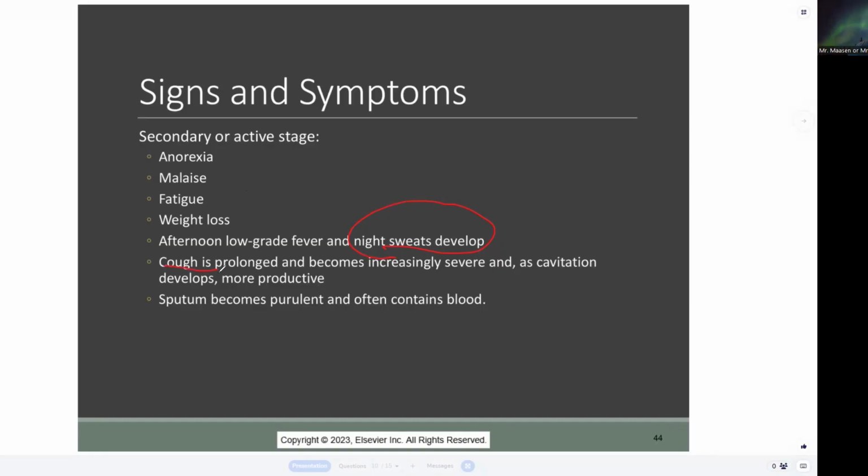So a very prolonged cough. And then typically sputum, or the stuff we cough up, contains blood. This is hemoptysis. I had to think about it. This means bloody sputum, basically.